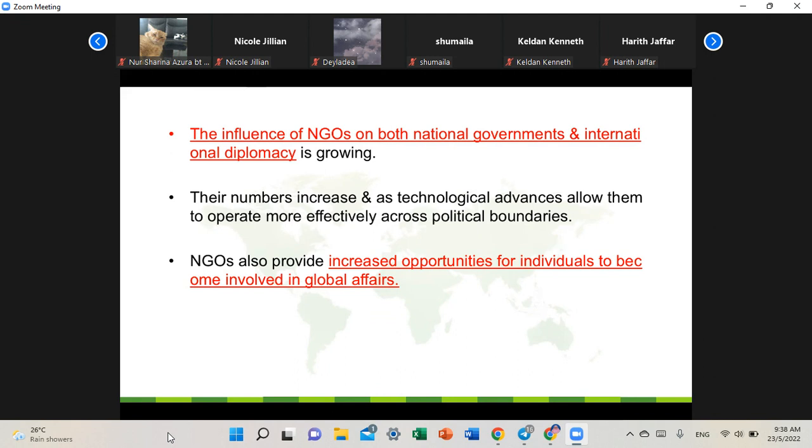Their number increases, and technological advances allow them to operate more effectively across political boundaries. So globalization helps more networking to take place between these NGOs. As they expand their networking, more opportunities are presented. NGOs also provide increased opportunity for individuals to become involved in global affairs.